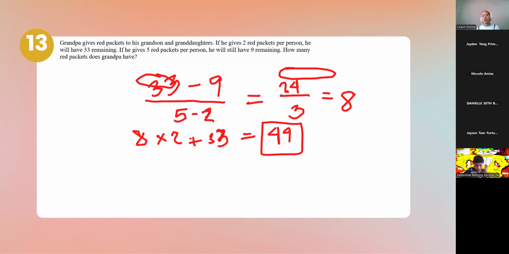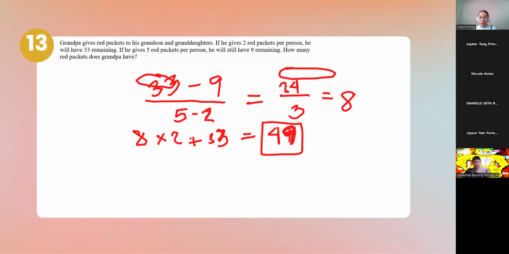Again, the remainders, subtract them, divided by the difference of pockets. That's 5 minus 2 in the denominator. Then simplify, you'll get 8. 8 is our initial answer, but we're not yet done. We want the original red pockets. So 8, multiply it by 2 red pockets per person, making use of the first sentence. 8 times 2 plus the 33 remaining. You'll have an answer of 44. Sorry, 49. Not 44. 49, my bad.